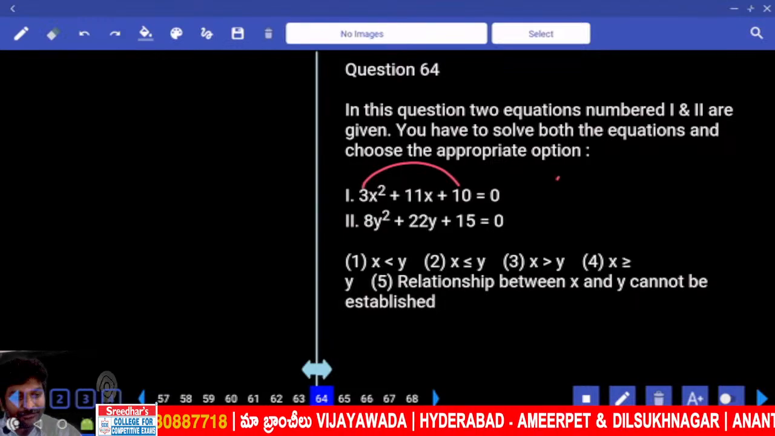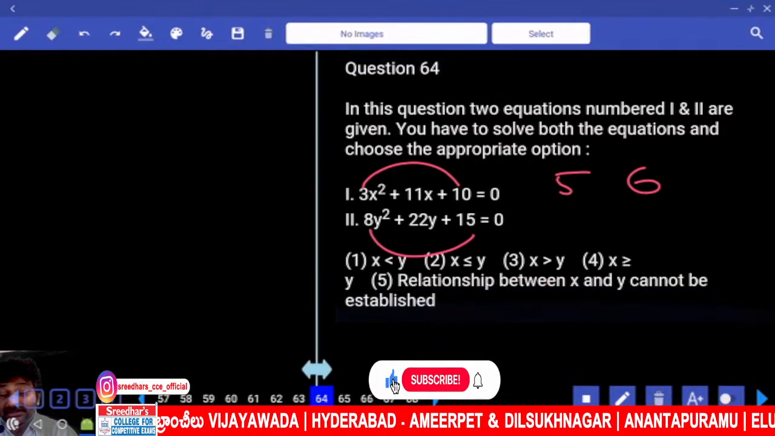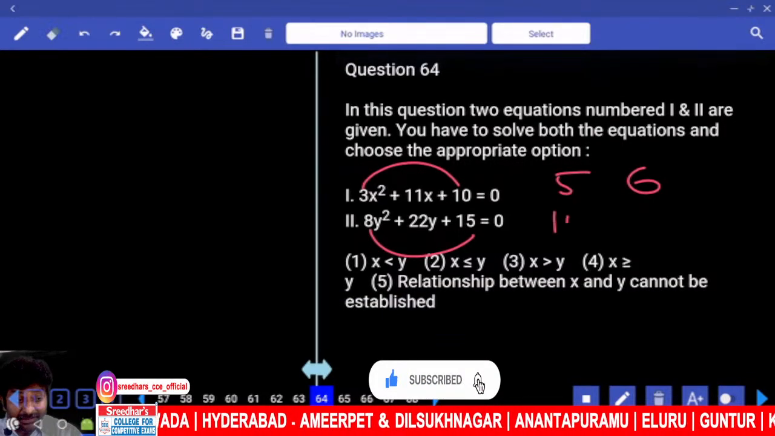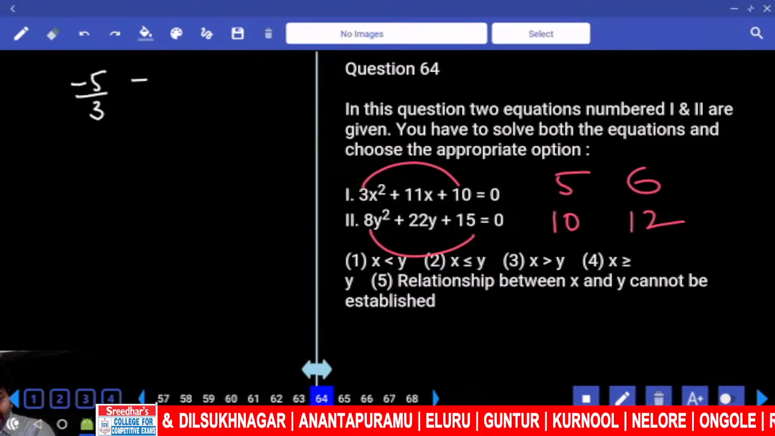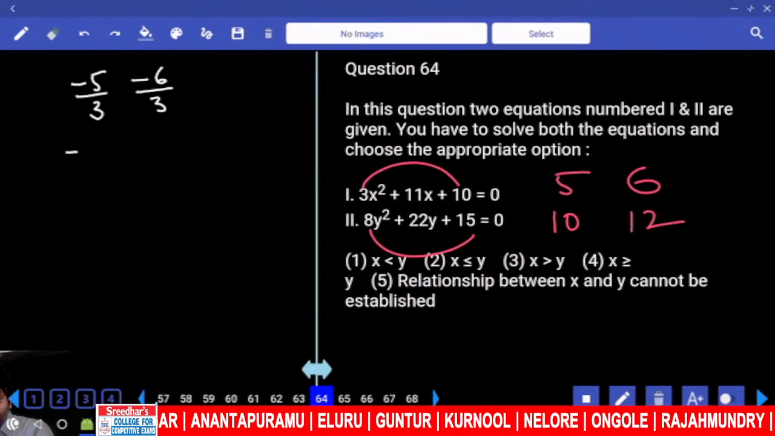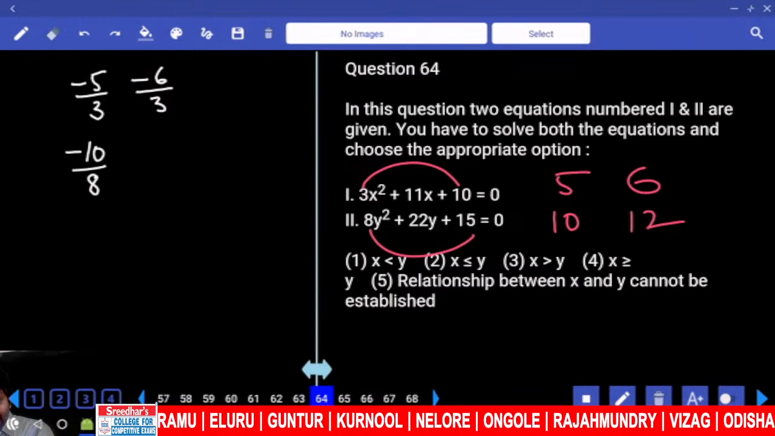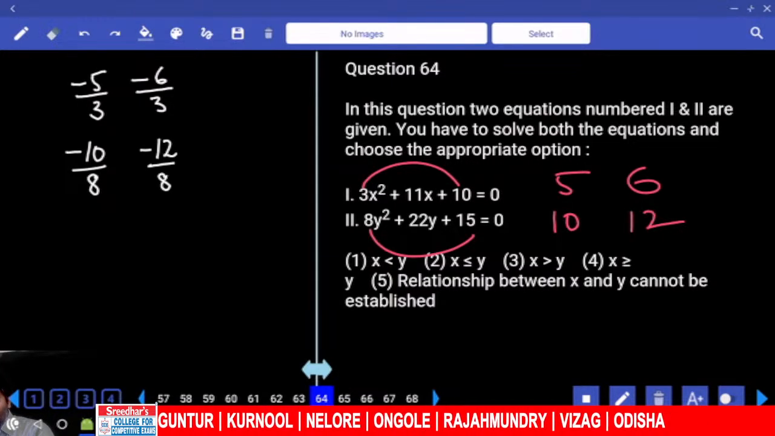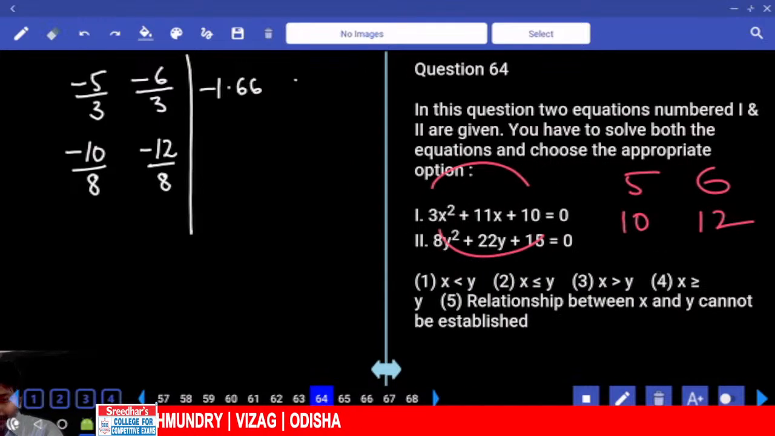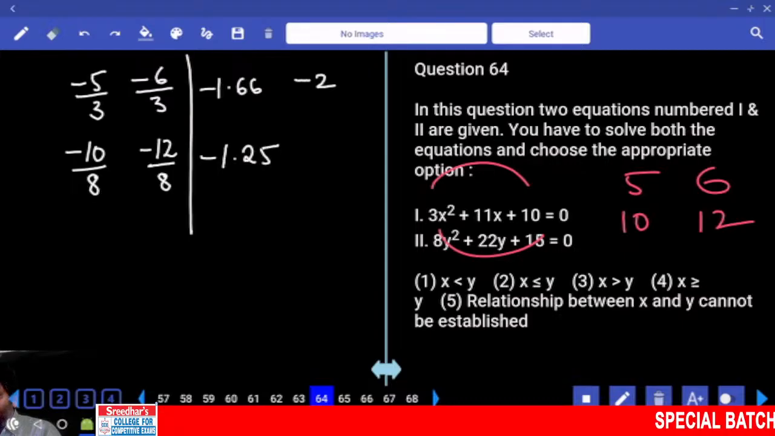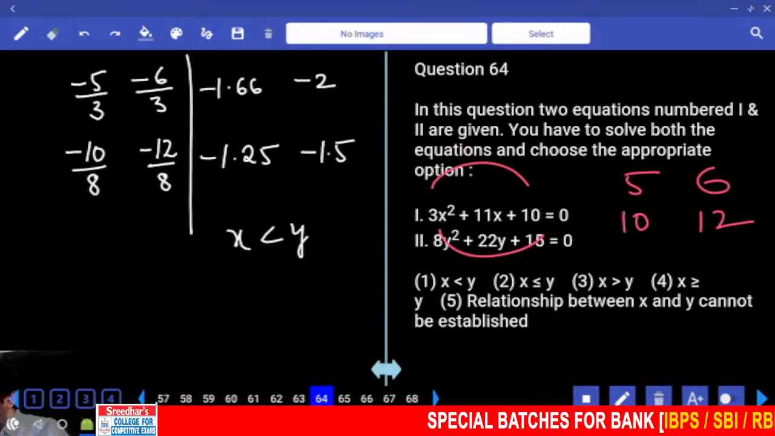3 into 10, 30. 5 and 6. Product 120. 10 into 12. Minus 5 by 3. Minus 6 by 3. Minus 10 by 8. Minus 12 by 8. Minus 1, 2 by 3, that is 6, 6 only. Minus 2. 5 by 4, 1.25. 1.5. X is less than y.